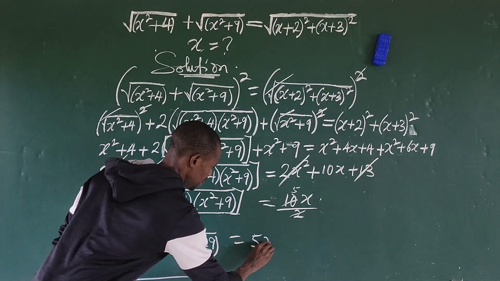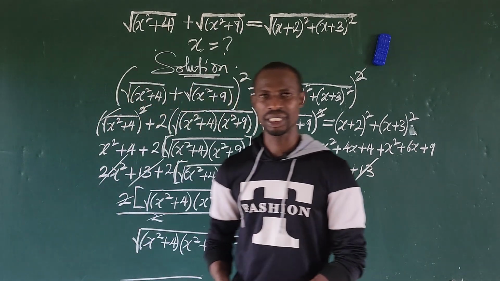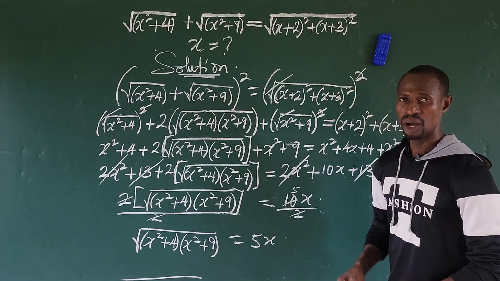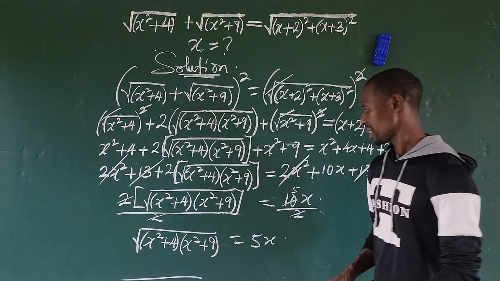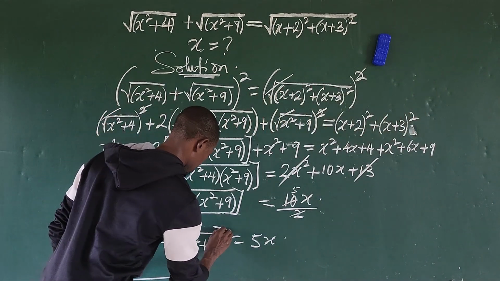our 5x. So what do we do to kill all of this radical on the left hand side of the equation? We just have to square both sides of the equation, right? Good. So let's square both sides of the equation.